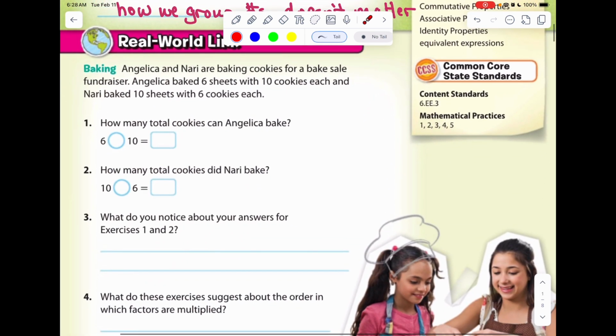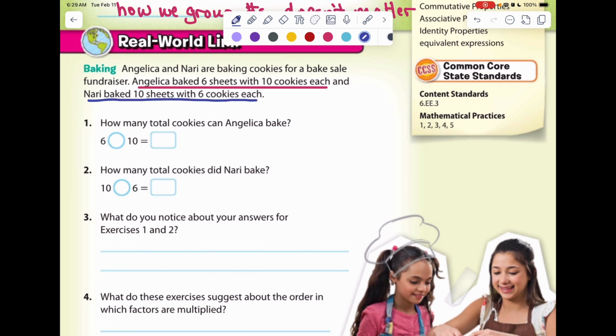All right, I have some reading to do here. Angelica and Nari are baking cookies for a bake sale fundraiser. Angelica baked 6 sheets with 10 cookies each, and Nari baked 10 sheets with 6 cookies each. So I'm going to underline some key details here. Angelica, 6 sheets with 10 cookies each, and Nari, 10 sheets with 6 cookies each.